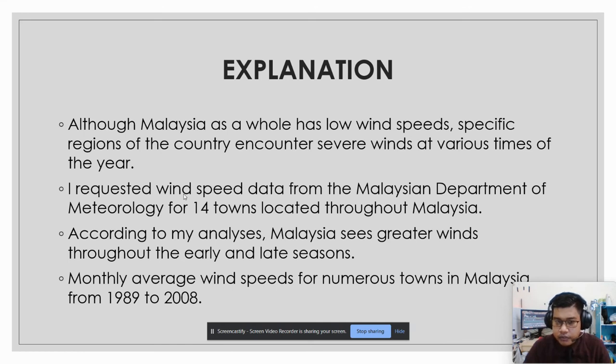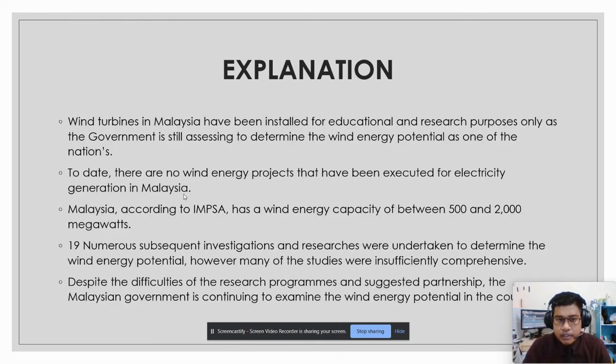Monthly average wind speed for numerous towns in Malaysia from 1989 to 2008. Wind turbines in Malaysia have been installed for education and research purposes only, and the government assumes they determine the wind energy potential as a nation. To date, there are no wind energy projects being executed in Malaysia. Malaysia, according to IMPSA, has a wind energy capacity of between 500 and 2,000 megawatts.